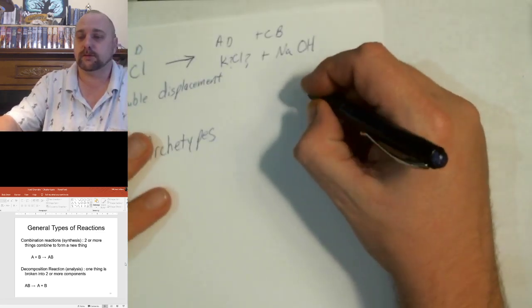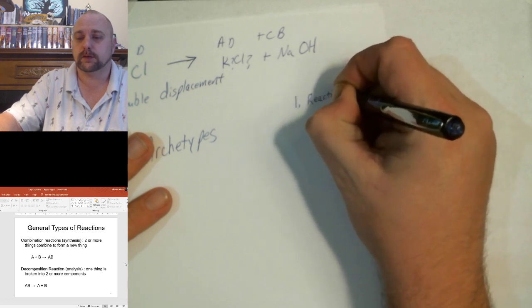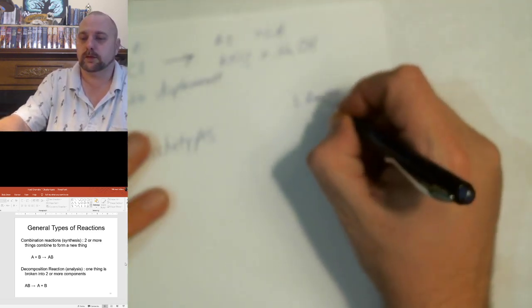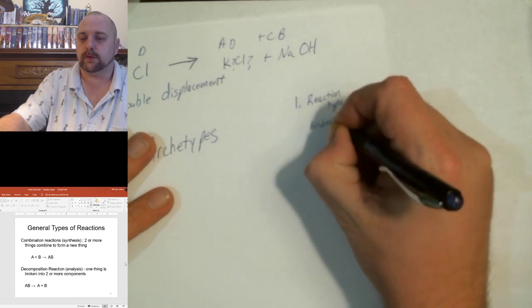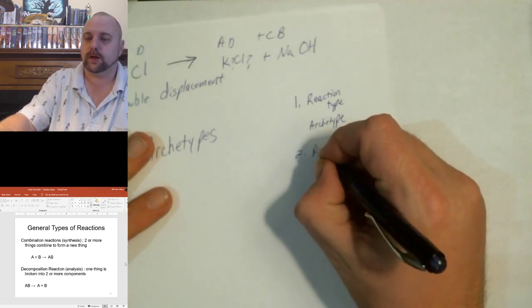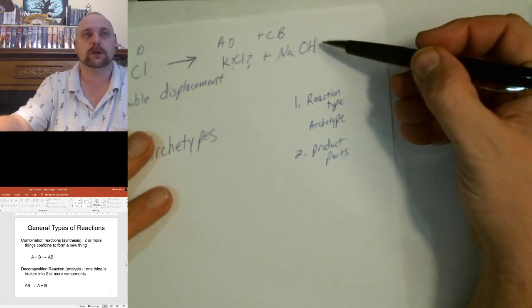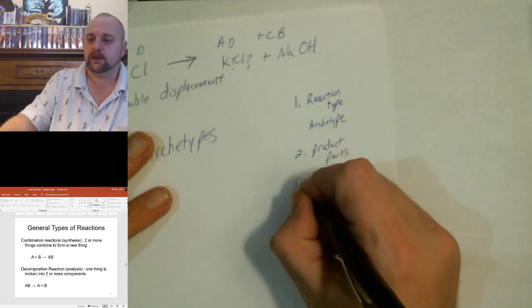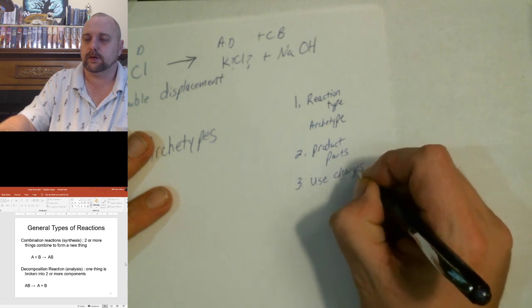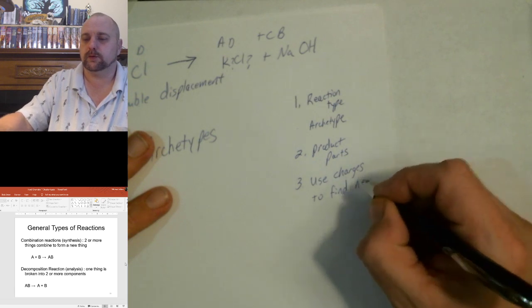So let's get a list of those steps. 1, you figure out what reaction type it is. That includes drawing the archetype. 2, you find the product parts, just like we did up here. 3, you're going to use the charges to find the new subscripts.